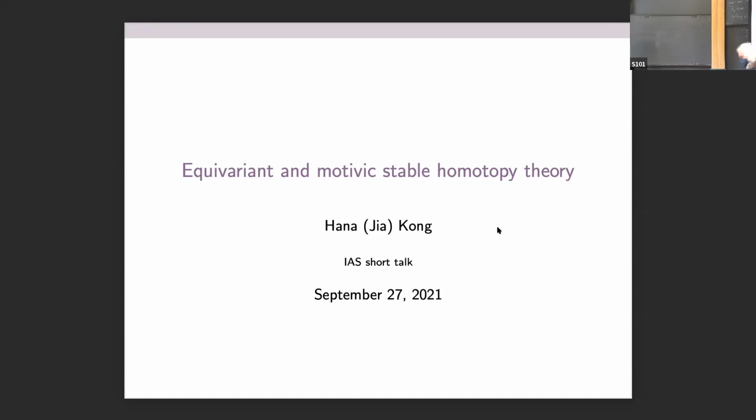Okay. Round two. Okay, so the next speaker is Hana Jia Kong, and she will talk about equivariant and motivic stable homotopies. Thank you.